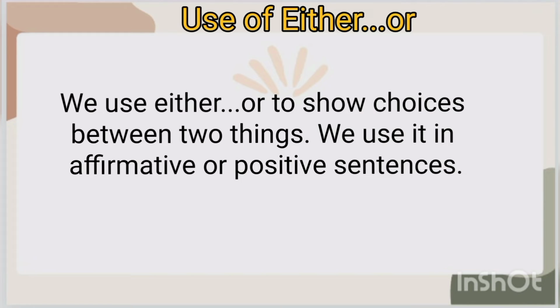Let's try to understand the use of either or. We use either or to show choices between two things. We use it in affirmative or positive sentences. Either or is used in positive sentences. Let's try to understand with the help of examples of either or.